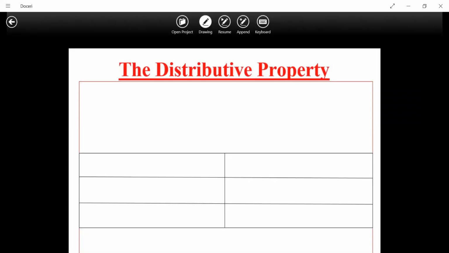Okay, here we go. We're talking about the distributive property today. It's one of the important things that lead into solving equations. So we definitely got to be able to have that ready.